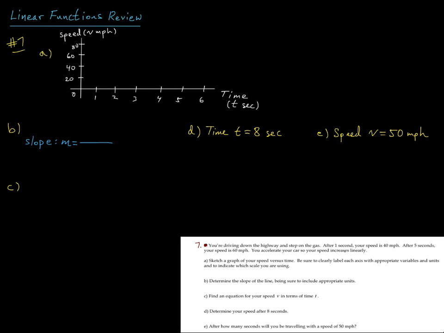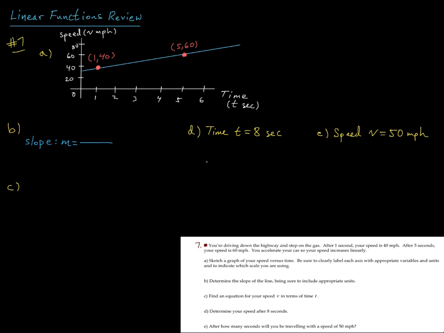And now since we know that after 1 second our speed is 40 miles per hour, we can plot the point 1 comma 40. And after 5 seconds our speed is 60 miles per hour, so I'll plot the point 5 comma 60. And since it says we're accelerating our car so our speed increases linearly, I'm just going to draw the line between those 2 points. So I've gone ahead and done that here. And so this is our graph of our speed versus time.